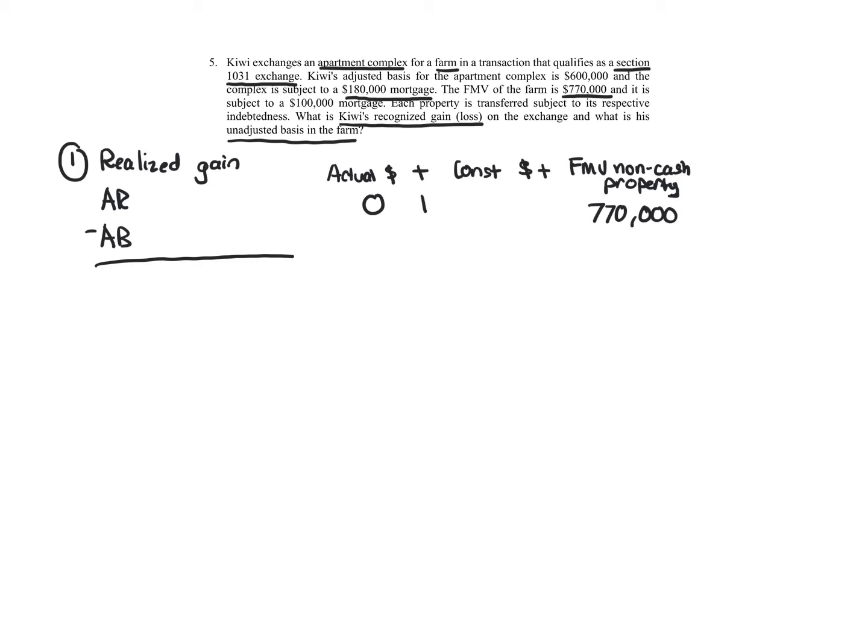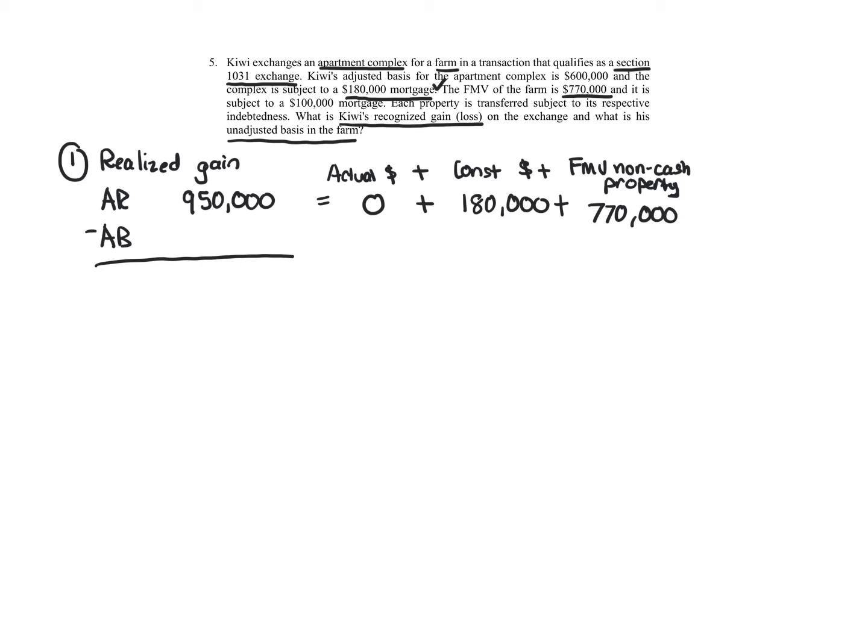However, there is constructive cash received. That's the $180,000 mortgage on the apartment complex. Kiwi owned that apartment complex before. Now Kiwi does not own it. Kiwi is no longer responsible for that apartment complex. Okay, so that's going to be $180,000 of constructive cash. So our amount realized is equal to $950,000. The adjusted basis is the adjusted basis of the property given up.